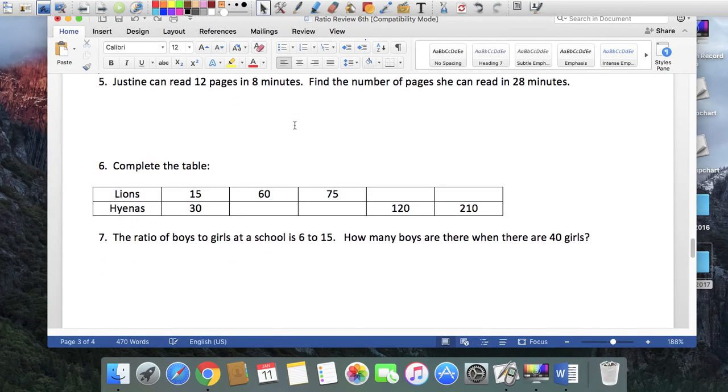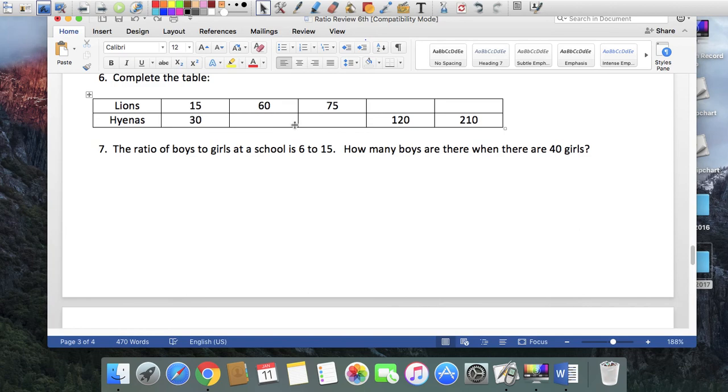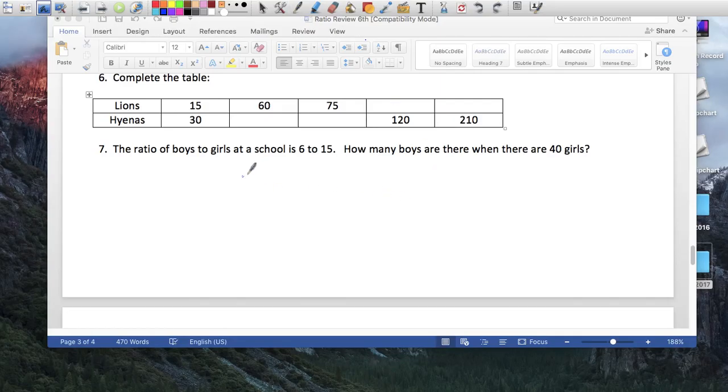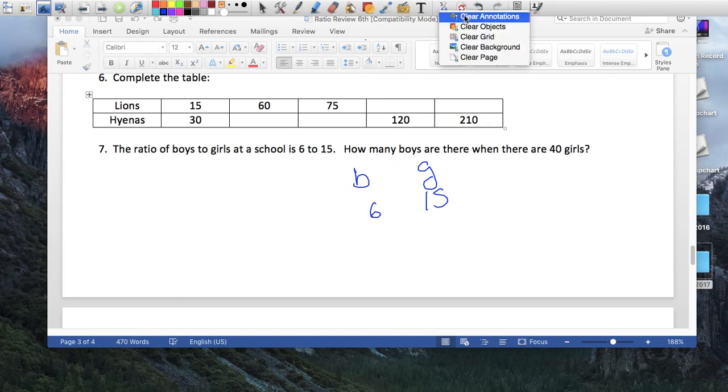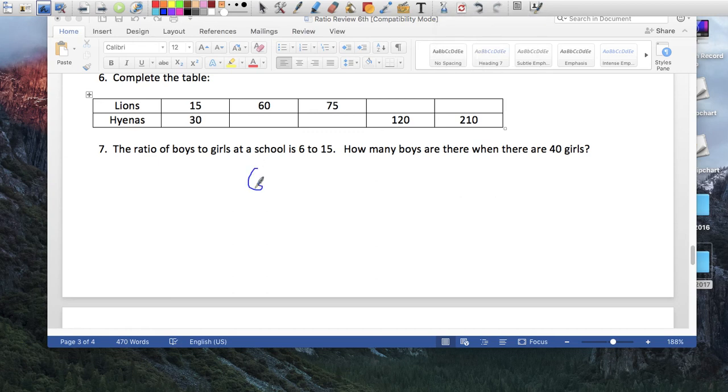Number 7. I actually didn't do that one. Okay, so ratio boys to girls. Actually, do this list with you guys. Ratio boys to girls at school, 6 to 15. So boys, girls. 6, 15. Do I need a total? No, I don't need a total. And what happens? There are 40 girls? Ooh, actually, I can't do it this way. I can't do the part total on this one. So I'm going to go 6 boys, 15 girls. And what happens when there's 40 girls?